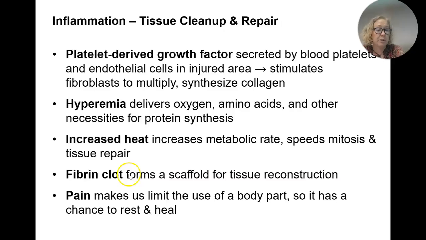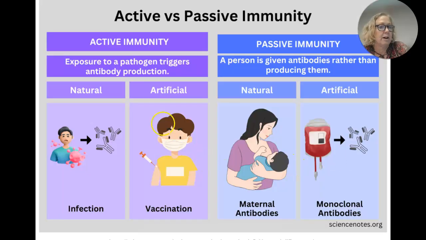It forms a fibrin clot, just like what we talked about, like a platelet plug. And pain makes us limit the use of that body part because it's hot and it's swollen and it hurts. So it forces you to sort of rest it. If you have recently twisted an ankle or messed with some kind of injury, stay off it, relax it. That's intentional. Your brain is telling you to knock it off.